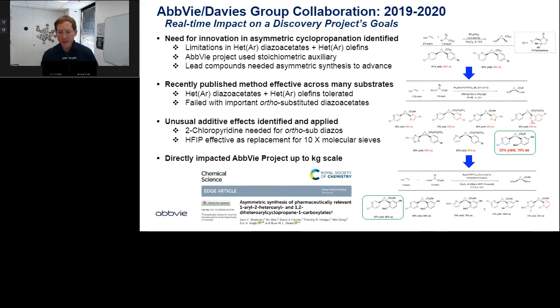Since the Davies group had an arsenal of many catalysts available that had been published for all sorts of different purposes, and we already had this collaborative relationship established with the group, we asked if they would be available to take a look at this problem. And they found very rapidly, in a way that impacted the medicinal chemistry project in real time, new reaction conditions that, in this case, took this specific molecule from a 30% yield to an 87% yield with almost perfect enantioselectivity. We published this story earlier this year.